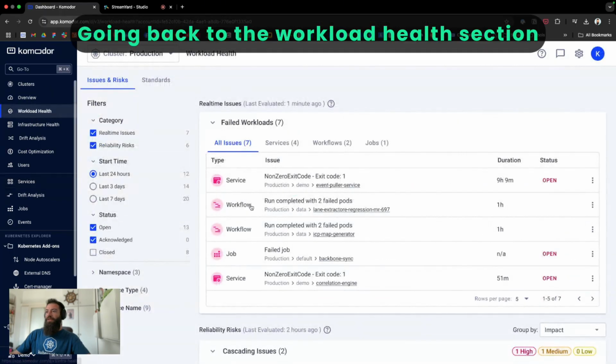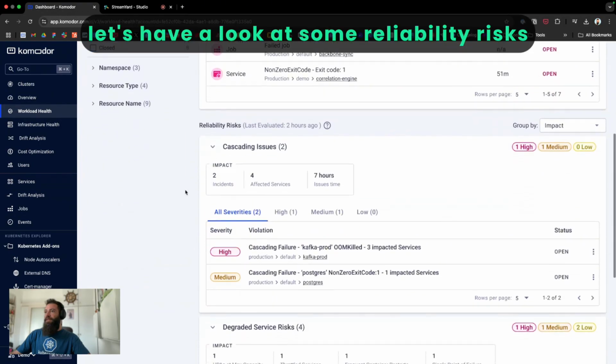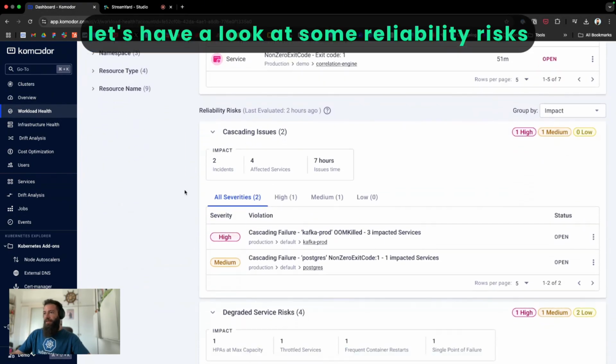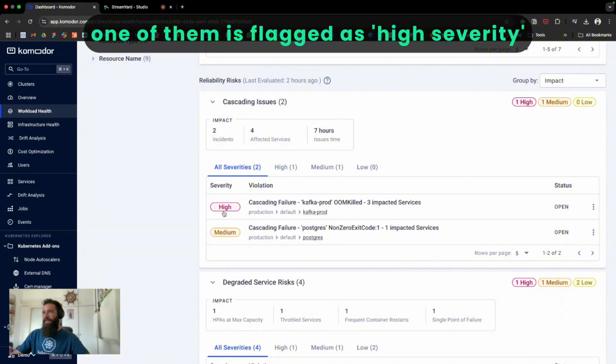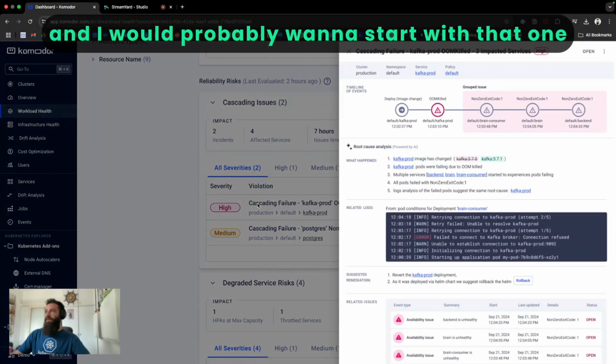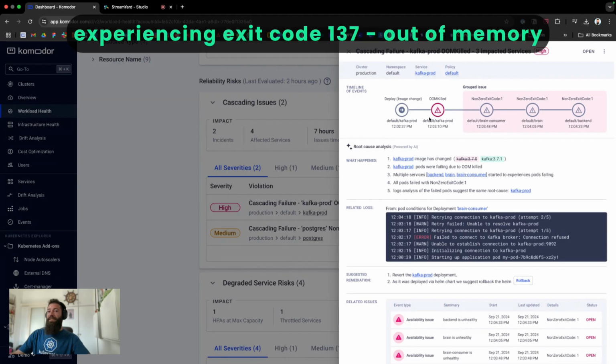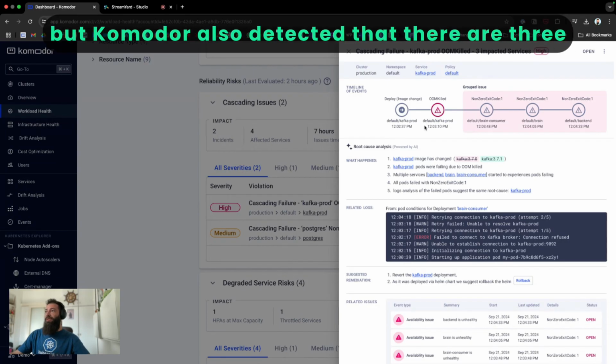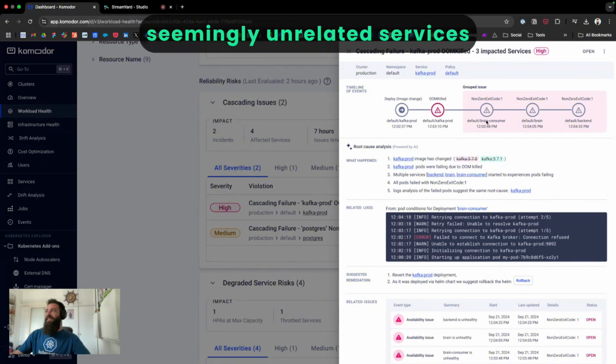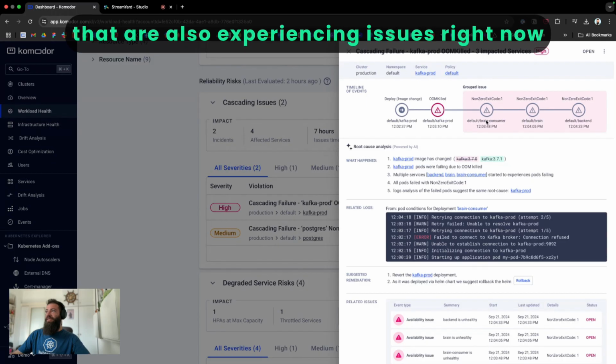Now going back to the workload health section, let's have a look at some reliability risks. So we have 2 here. One of them is flagged as the high severity, and I would probably want to start with that one. So here we can see that a Kafka service is failing, experiencing exit code 137 out of memory. But Komodor also detected that there are 3 seemingly unrelated services that are also experiencing issues right now.